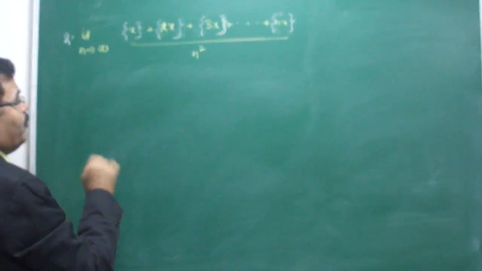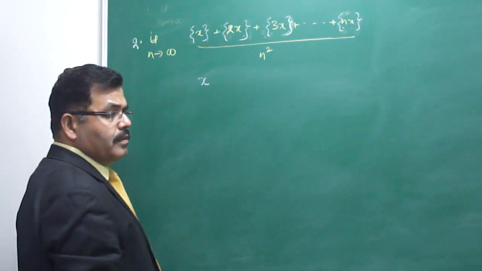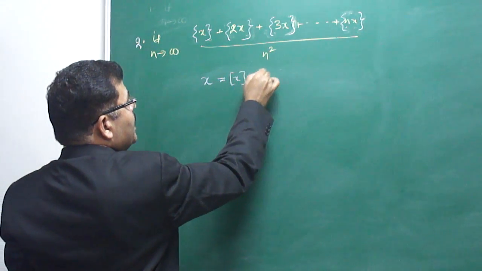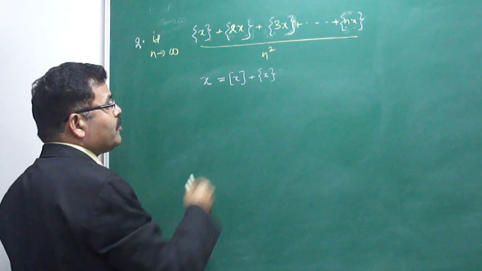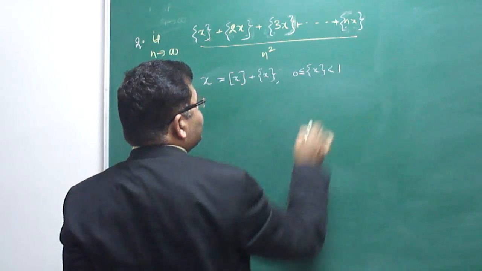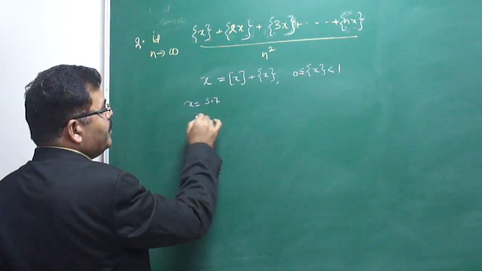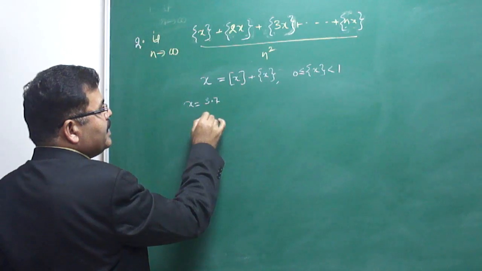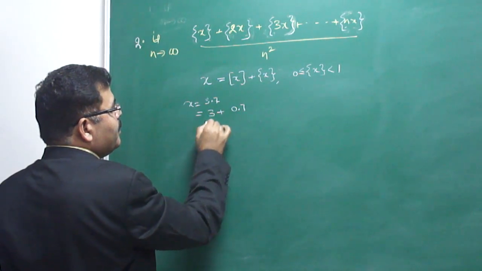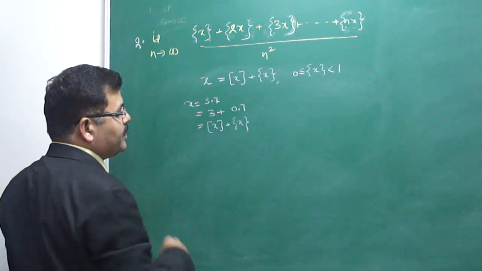To solve this question, what is partial fraction? Let me explain. X is any number, then x can have two parts. One is the integral part and another one is the partial fraction, where this fraction has value greater than or equal to 0 but less than 1. For example, if x is 3.7, then this 3.7 can be written as 3 plus 0.7, and 3 is the integral part of x, and 0.7 is the fractional part of x. Got it?